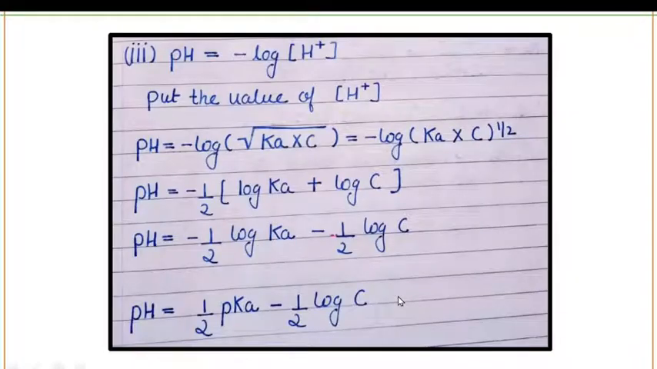Third, you have to calculate the value of pH for weak acids. pH is equal to minus log H plus ion concentration. You have calculated the value of H plus ions, that is equal to under root Ka into C. You simply put the value of H plus ions into this general equation. After solving, you can say pH is equal to half pKa minus half log C, since minus half log Ka is equal to half pKa.